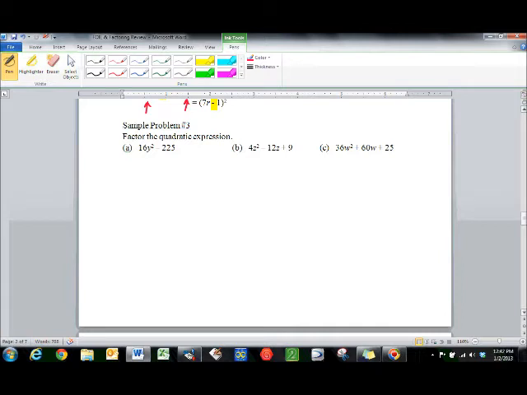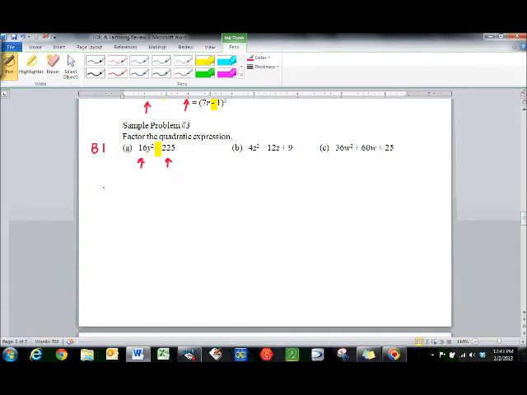Okay, if we look at part A, it's clear that we're dealing with a binomial. That binomial has a negative value between the two terms. The 16y squared is a perfect square. The 225 is a perfect square. So what we have is 2 perfect squares being separated by subtraction. So this is a difference of squares binomial, which will allow us to break it up into 2 smaller binomials.